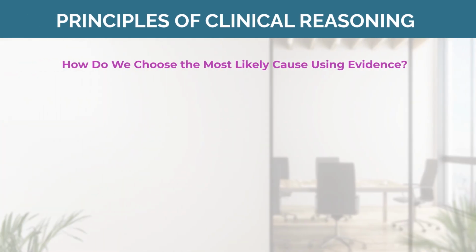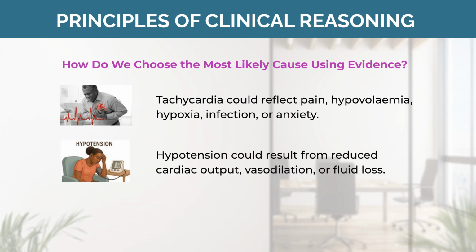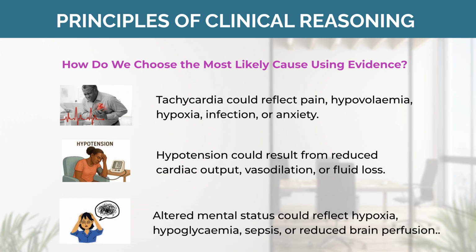For example, tachycardia could reflect pain, hypovolemia, hypoxia, infection, or anxiety. Hypotension could result from reduced cardiac output, vasodilation, or fluid loss. And altered mental status could result from hypoxia, hypoglycemia, sepsis, or reduced brain perfusion. Always use the clinical data provided to justify your most likely causes, not assumptions.